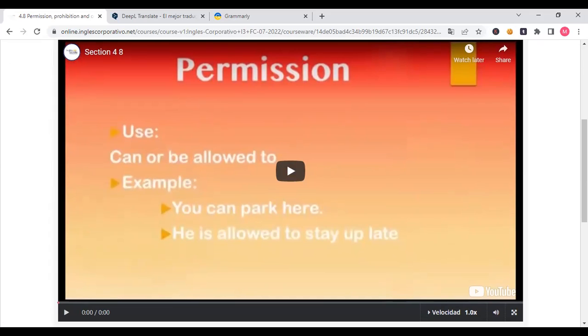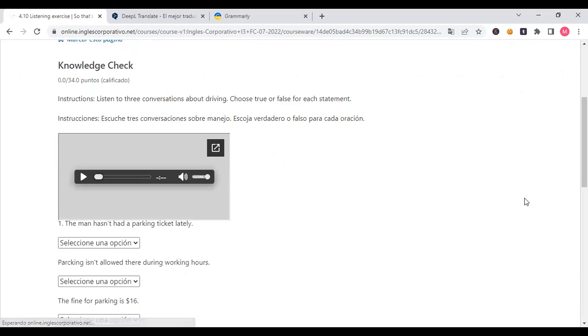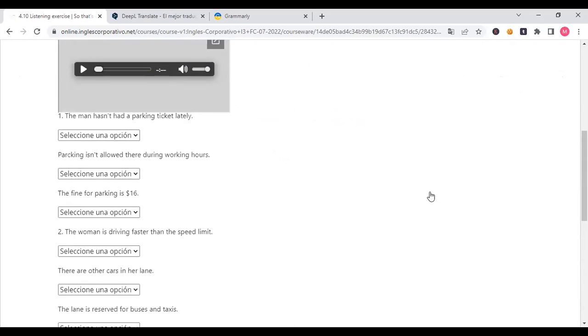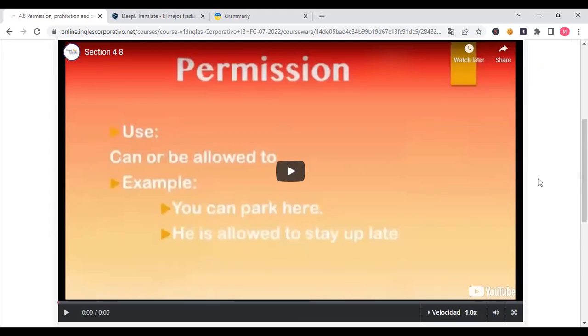Next exercise, audio. Only two options, true or false.